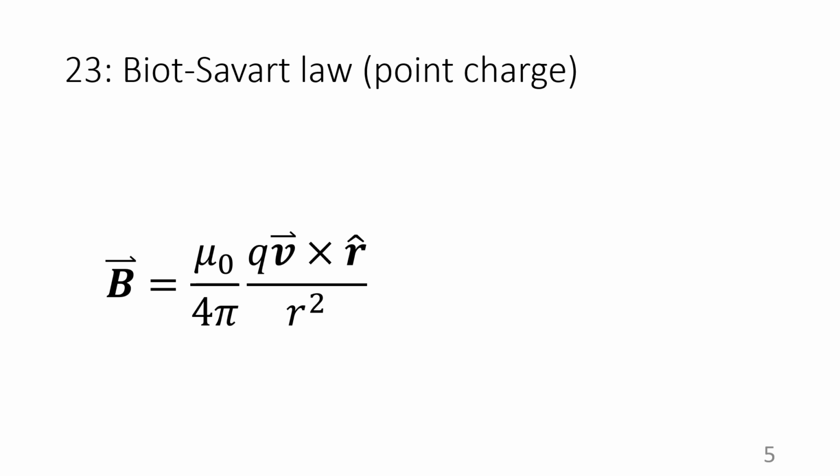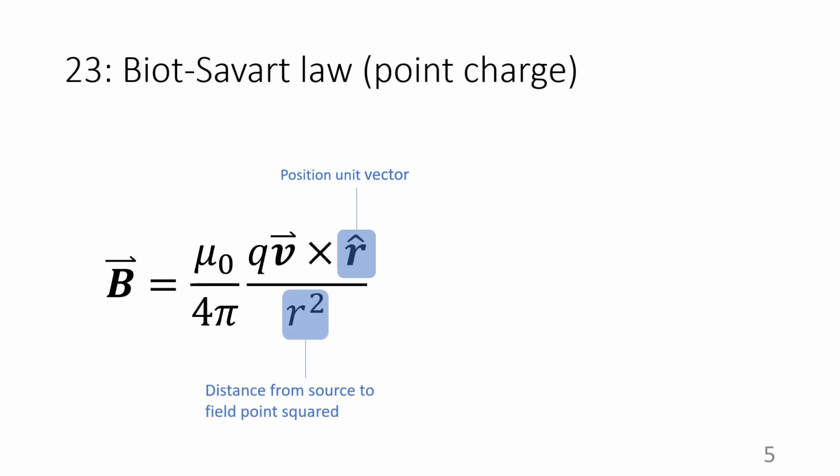Here we see the Biot law used to calculate the magnetic field at a point due to a single point charge. You can immediately see that the velocity v is crossed with r hat. The distance between the charge and the field point appears squared in the denominator.